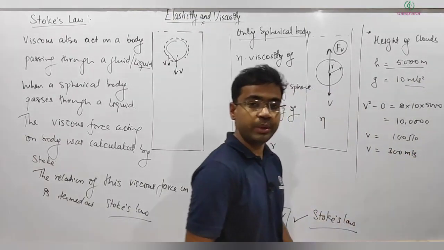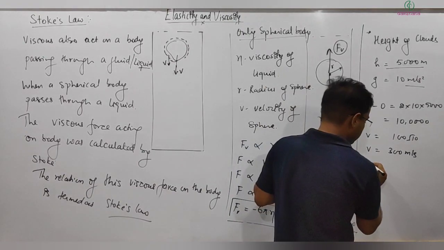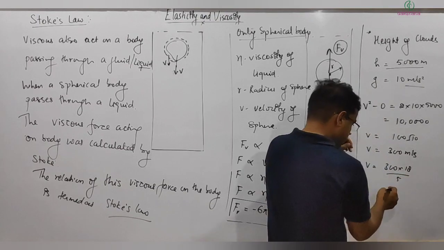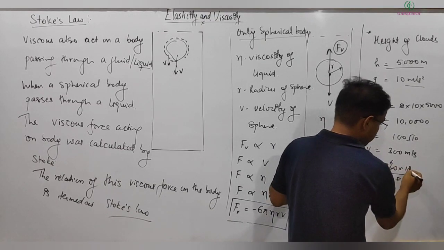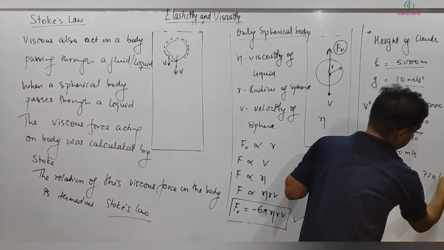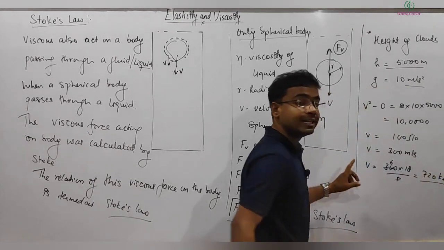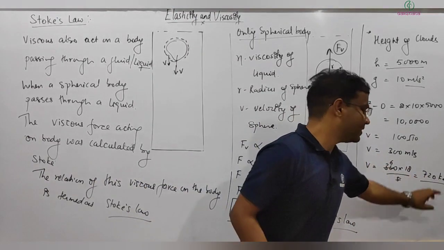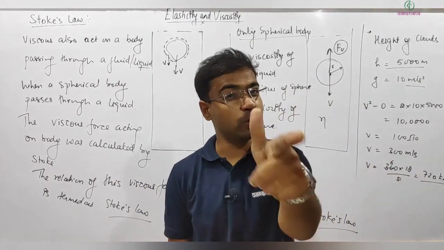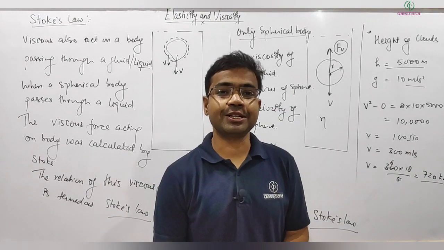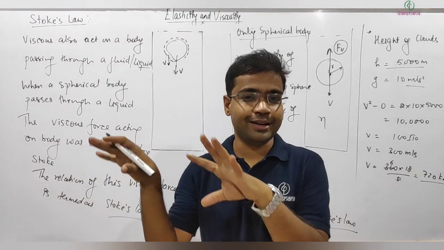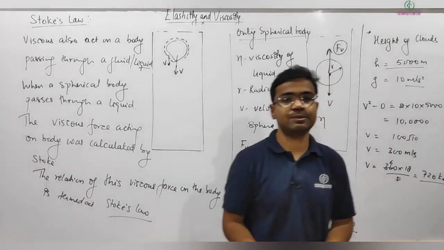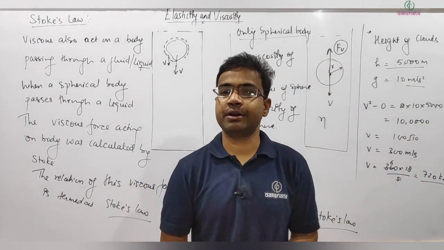Can you imagine how big this is? You can also write v is equal to 300 multiplied by 18 by 5, so it will be 720 kilometer per hour. This is a very large speed. Just imagine a raindrop striking with this much speed, it will be acting just like a bullet. So what will be the situation if some person is standing outside in the rain and the raindrops are falling with this much speed? That person will not survive.